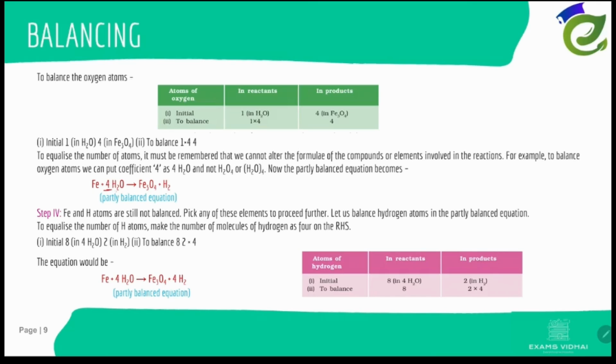Now, hydrogen is also not balanced because we have 8 hydrogen in the reactant side, and in the product side, we have only 2 hydrogen atoms. Therefore, we should multiply the hydrogen there with 4. Therefore, this will be our equation. But now, iron is not balanced. Here we have only one atom, and in the product side we have 3 atoms. Therefore, we should multiply iron with 3, and this becomes a balanced equation.